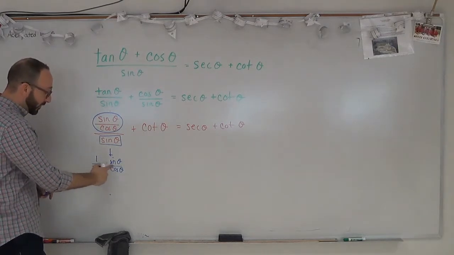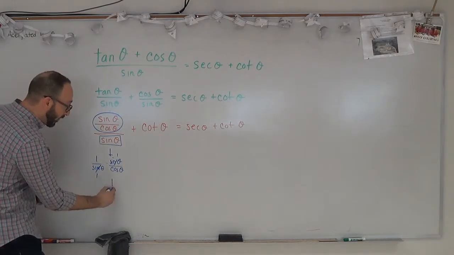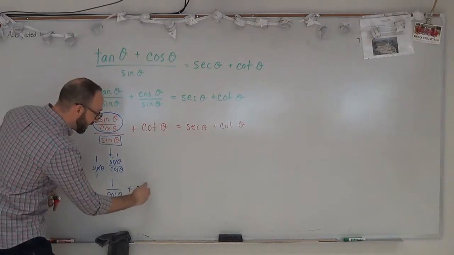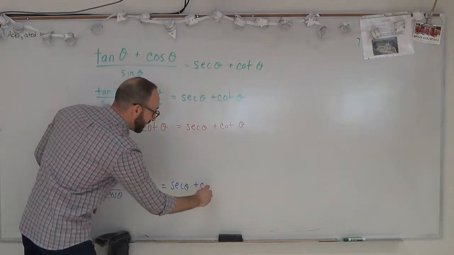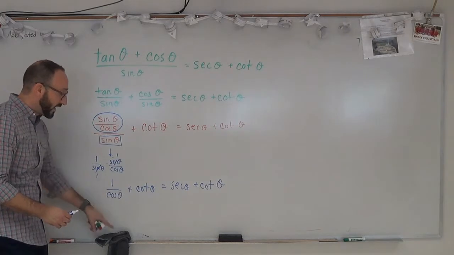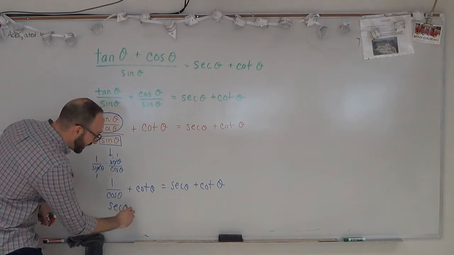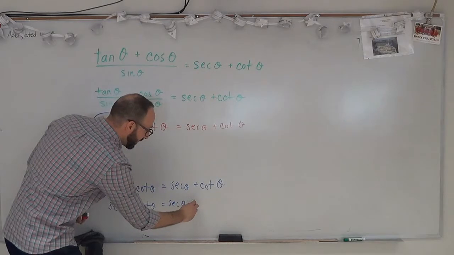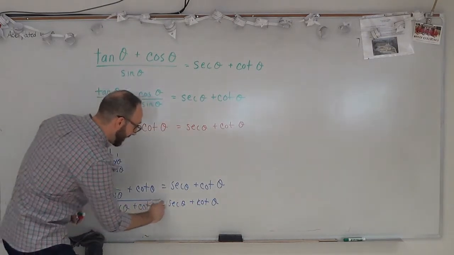And now when we multiply this out, these sine thetas will divide out, and we're going to be left with 1 over cosine theta. So now we have 1 over cosine theta plus cotan theta, and that's supposed to equal secant theta plus cotan theta. And as we had mentioned before, 1 over cosine theta is equal to secant theta, so we'll make that final replacement. Secant theta plus cotan theta equals secant theta plus cotan theta. There we have it.